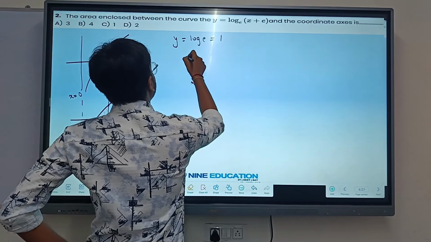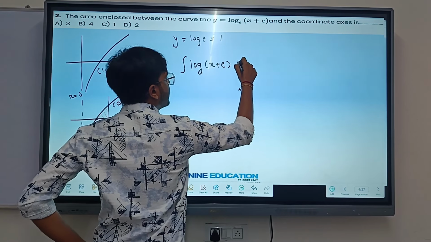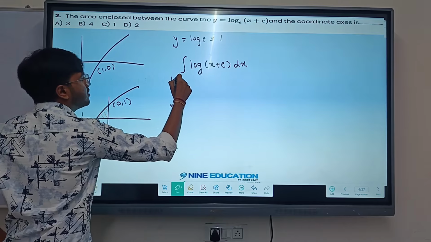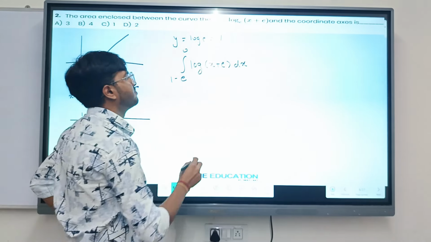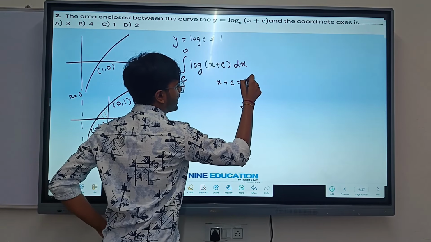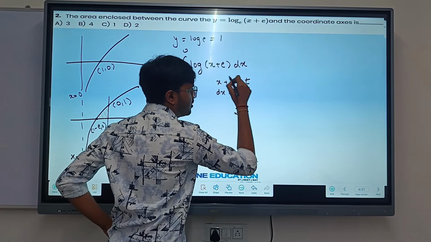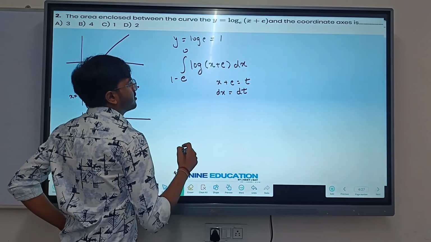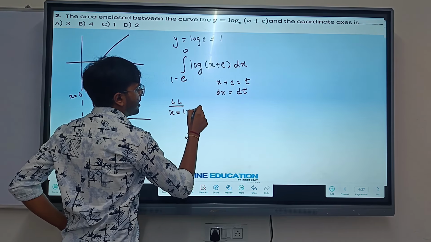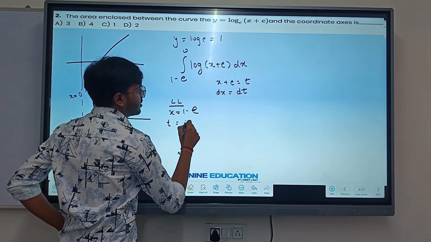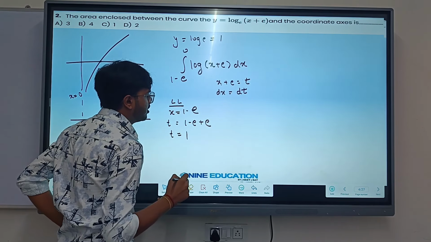What can I do? I can integrate y equal to log of (x plus e) dx from x equal to 1 minus e to x equal to 0. Now to simplify this integration, we can take x plus e as t. So the differentiation of x, dx, would be equal to dt. And if I want to change the limits, the lower limit is x equal to 1 minus e. So for t it will be 1 minus e plus e, so t equal to 1.